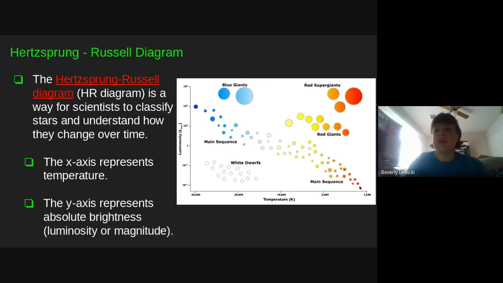Color will. So the red stars are the coolest. Orange stars would be the next coolest. We're getting a little warmer. Our sun is an average temperature star. As we move this way, we get into the white stars. We're getting pretty hot here.